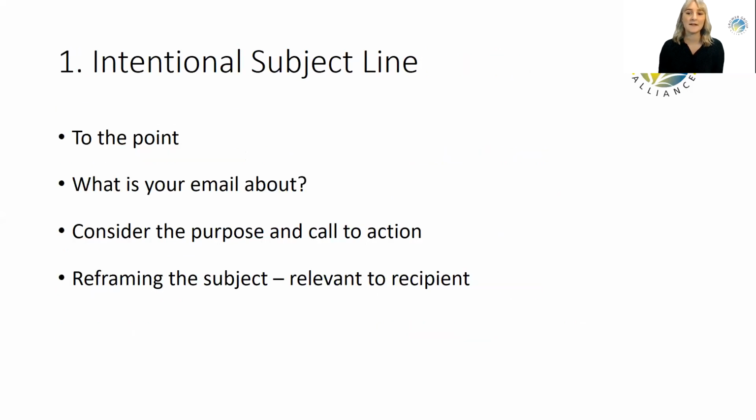So number 1 is the intentional subject line. The more to the point your subject line is, the more likely you are to capture what your email is about. And this should be your key information. Like any piece of communications collateral distributed to your network, it should follow the inverted pyramid structure. So people expect to find the most relevant information right at the top. If you can capture a direct call to action, your recipient is likely to respond more quickly.